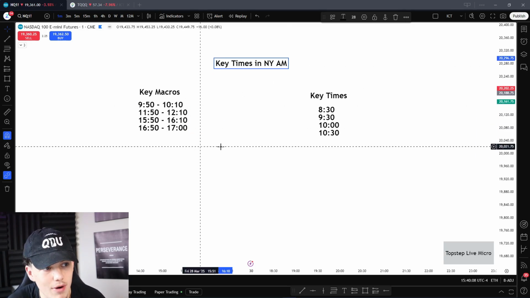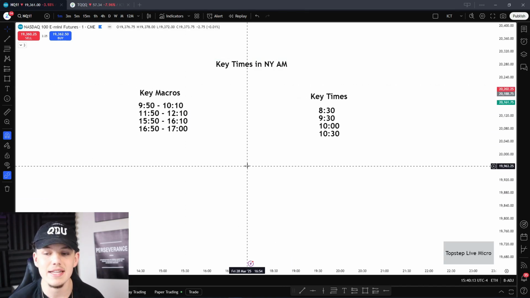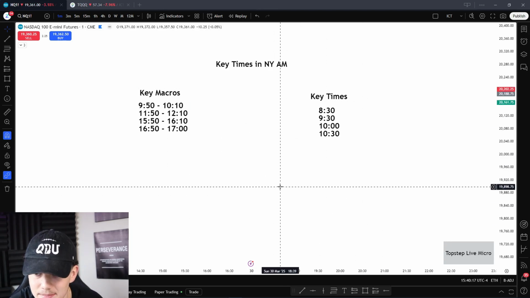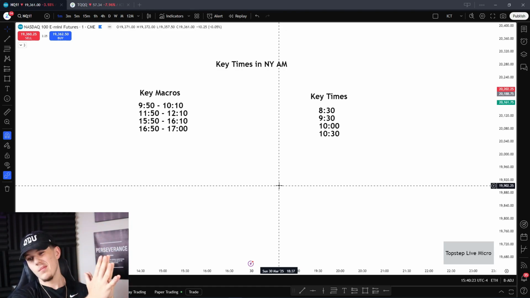Now, write this down. Take a screenshot. Put this in your journal, because this is the bread. This is the number one thing you need in trading: these times. It's time. Time is what makes you a profitable trader. What transitions your trading from normal traders to profitable traders.